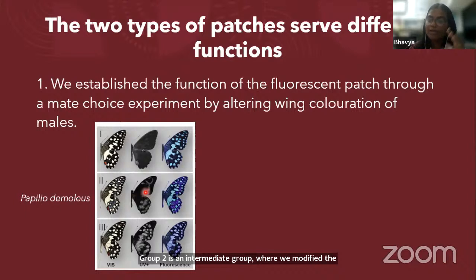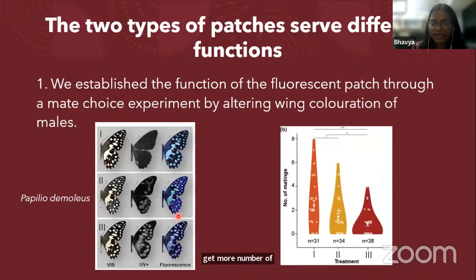And we let all of these butterflies out in a cage, and we tracked them for almost a month, trying to see how many matings each individual had received. The idea here was that if these white patches are important to females, the males with intact white patches should get more matings than the males in which the white patches were modified. And that's exactly what we see when we plot the data.